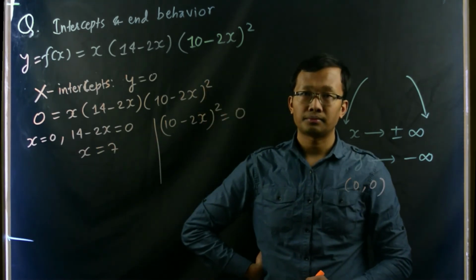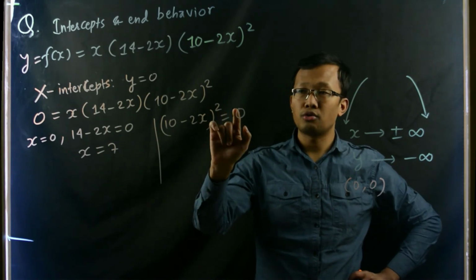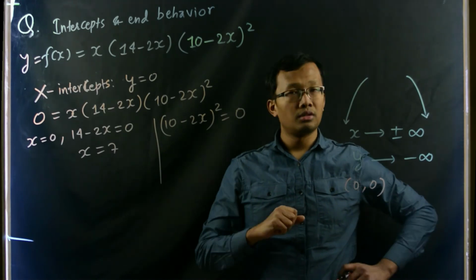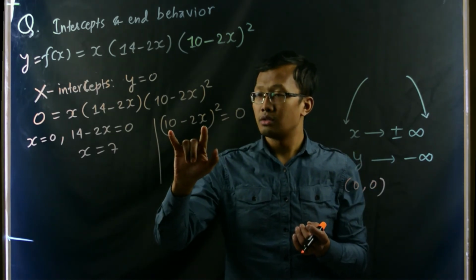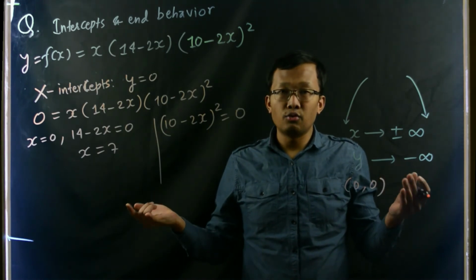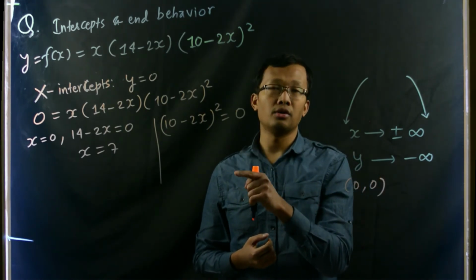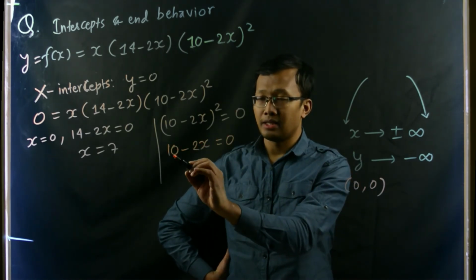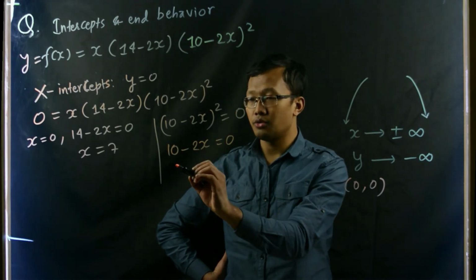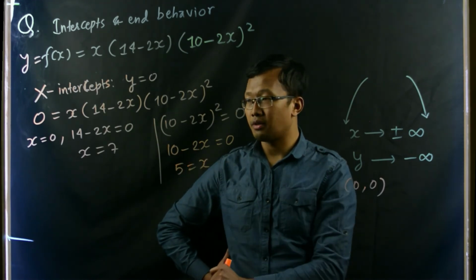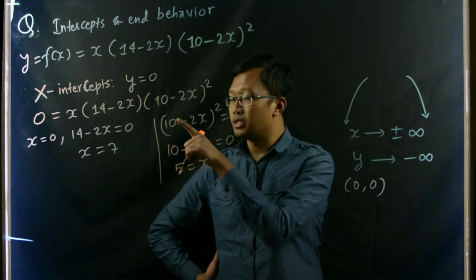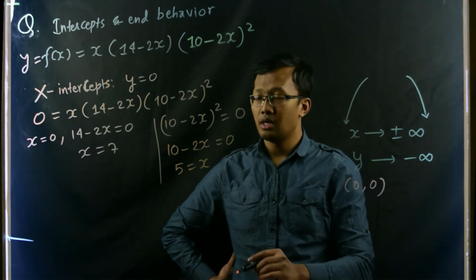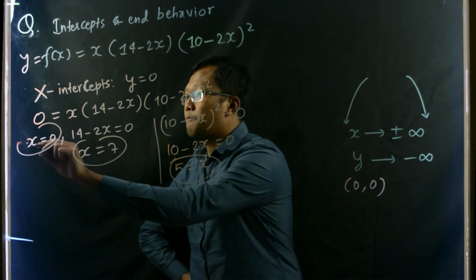The second one, you can just solve this equation and find the value to be x equals 7. (10 minus 2x) to the power 2 equals 0 means this factor is repeated two times. So let us find the value one time, and then we can realize that this value occurs twice. So 10 minus 2x equals 0, and after solving this, 10 divided by 2 is 5, so x equals 5. So the x-intercepts are 0, 7 and 5, and 5 is repeated two times. So these three are x-intercepts.